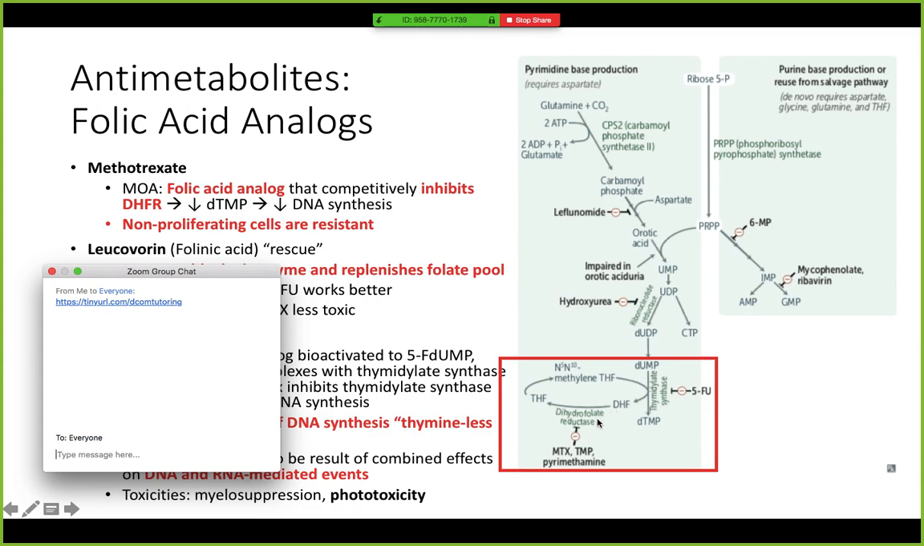So it's inhibiting dihydrofolate reductase. You get a depletion of the folate pool, because you're not forming any tetrahydrofolate here. And as a result, that's going to interfere with this reaction, which is converting dUMP to dTMP. So because you see a decrease in dTMP, you also see a decrease in DNA synthesis.